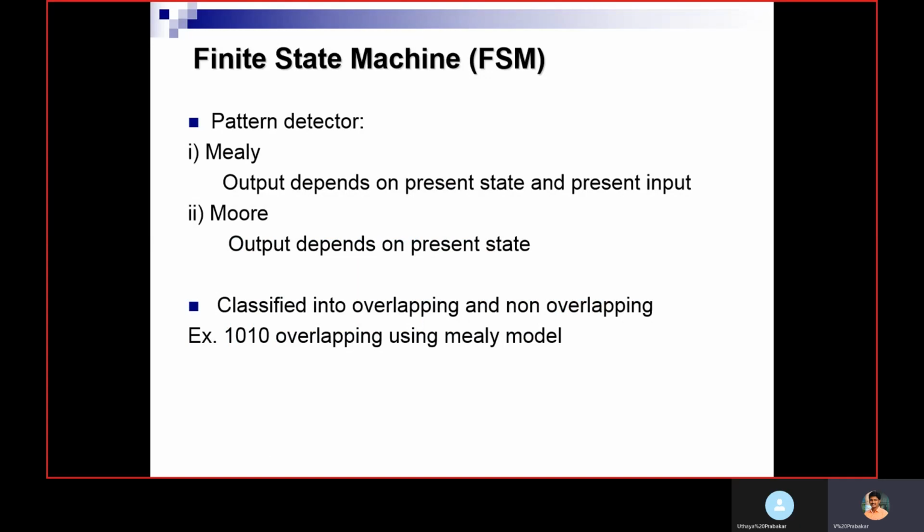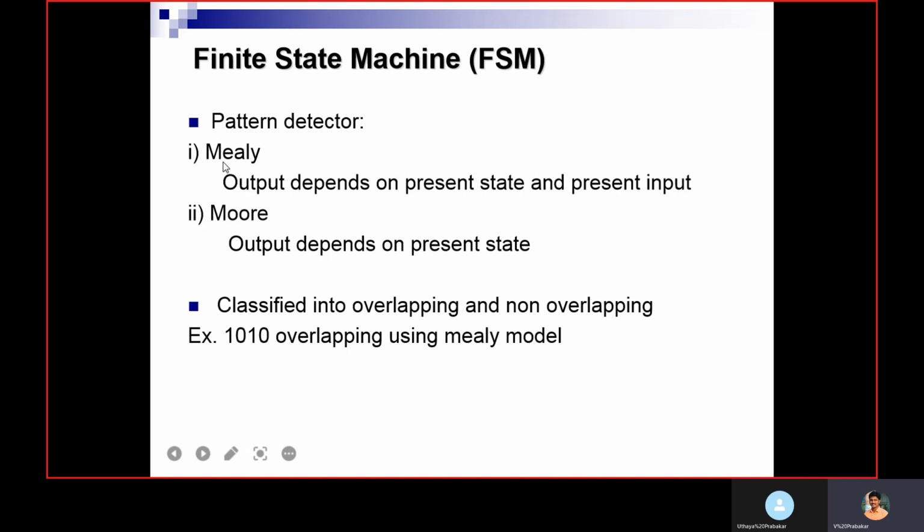Hi, now we are going to see how to implement FSM in Verilog. Here we are going to take an example of a pattern detector. We are going to implement that using Verilog code. Generally, there are two types of FSM. One is Mealy, another one is Moore.